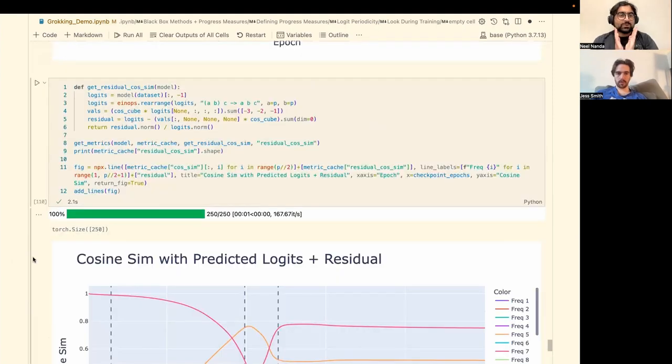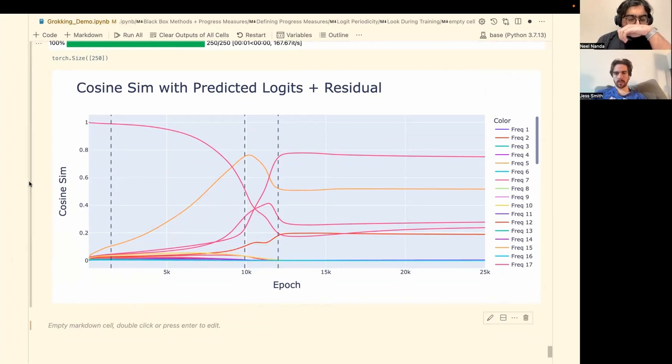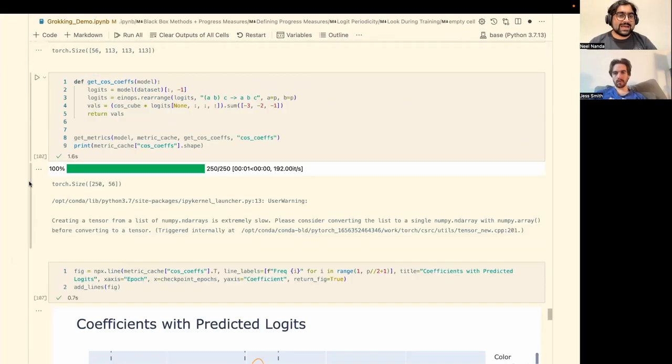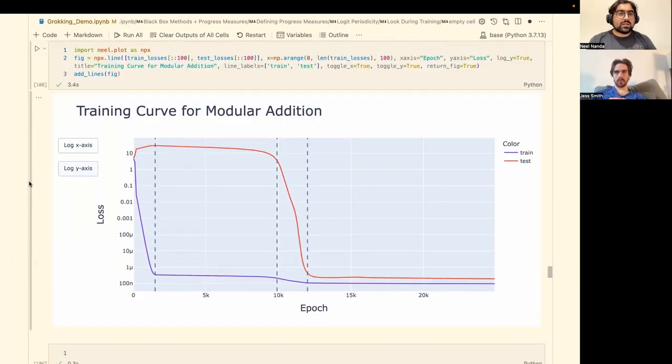So that's progress measure 1, logit periodicity. It's worth zooming out a bit and trying to think about what our hypotheses are for what's going on. Why does grokking happen? And what is actually happening during grokking? The claim that I try to defend in the paper is that we can break things down into 3 phases, separated by these vertical lines-ish: memorization, circuit formation, and cleanup.